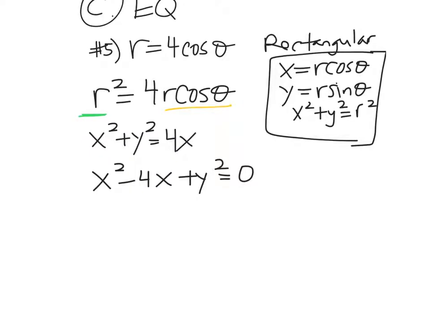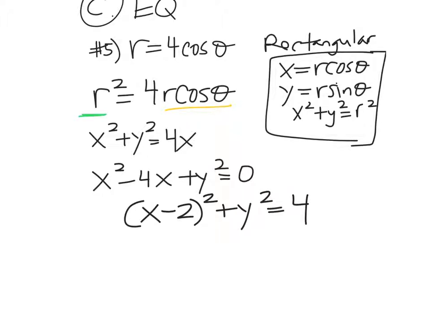Okay? I don't know if you're used to it that way. Most of you guys are used to it as in you'd have to complete the square and get it. This is just a circle. Once you complete the square, which you don't have to, but I want to show you that if you did, it would have been x minus 2 squared plus y squared equals 4.